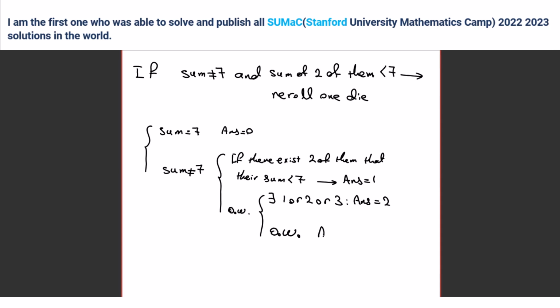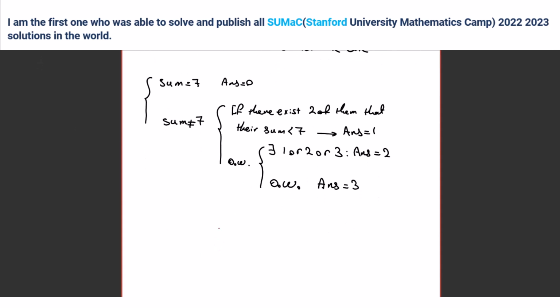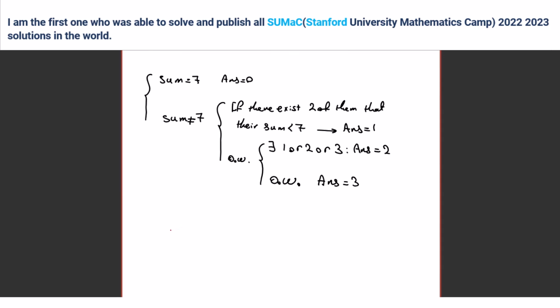Otherwise, the answer is 3. So it is the things that we found. Okay? So by these things, let's check some of them. For example, suppose that we have 3, 5, 6. So what is the answer in this case? How many dice do we reroll? 2. If we have 4, 5, 5, then how many dice do we reroll?